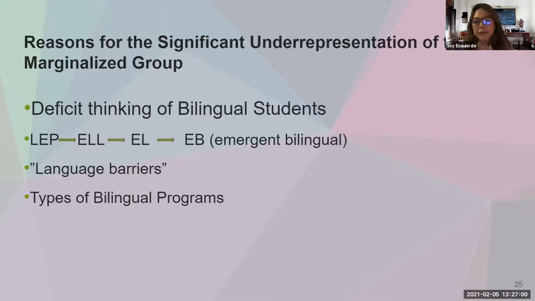The next term after that I've been using in some of the literature I've been writing is referring to them as bilingual learners. These are learners that are bilingual at whatever level that may be. They may be beginning bilingual, intermediate bilingual, or advanced bilingual, but we're celebrating their bilingualism and not just focusing on their English.